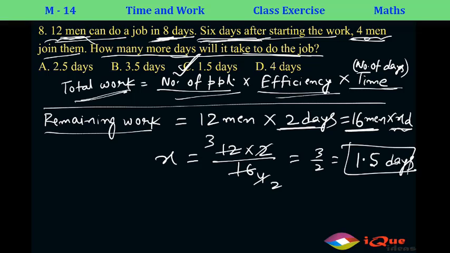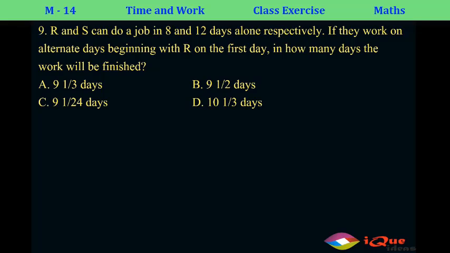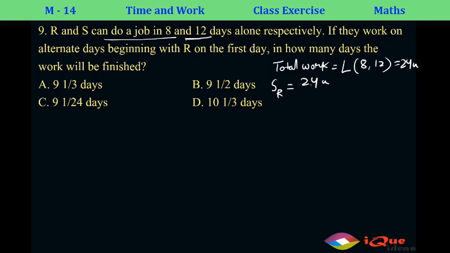Now let's go to the next question. This question is based on the concept of working on alternate days. Here it says R and S can do a job in 8 and 12 days. So let's assume the total work is equal to the LCM of the individual times, that is 8 and 12, which is equal to 24. So let's say it is 24 units. And then the speed of R will be equal to the total work, 24 units, divided by the time taken by R, 8 days. So 24 by 8 is 3 units per day. This is the speed of R.